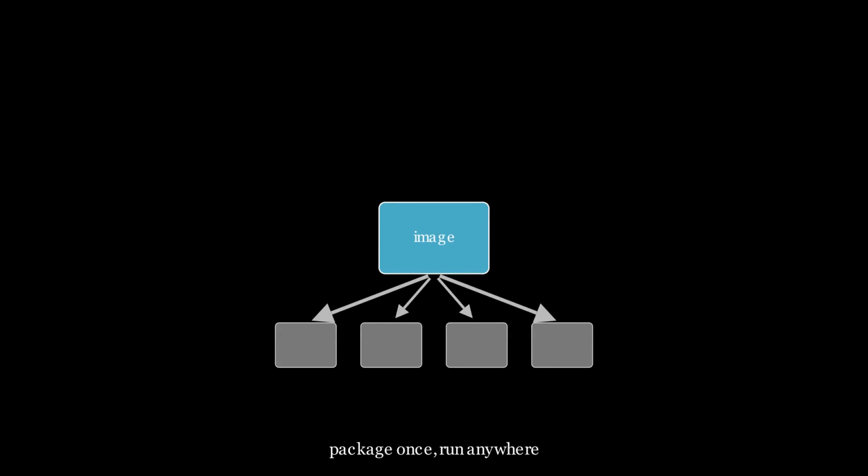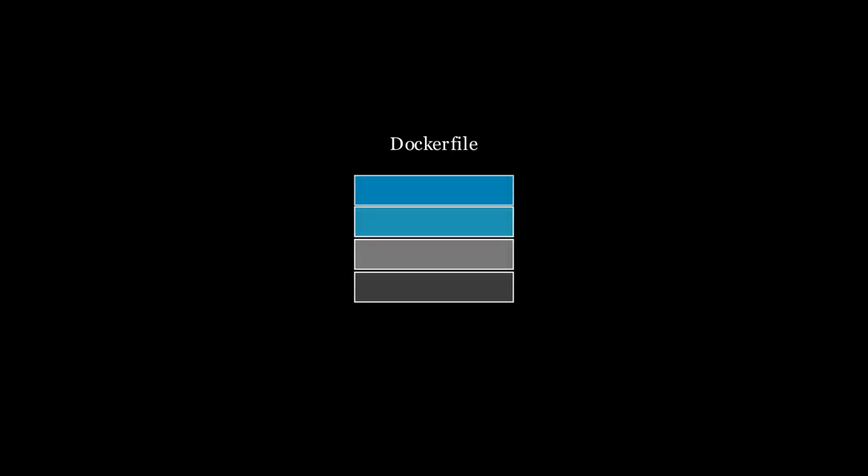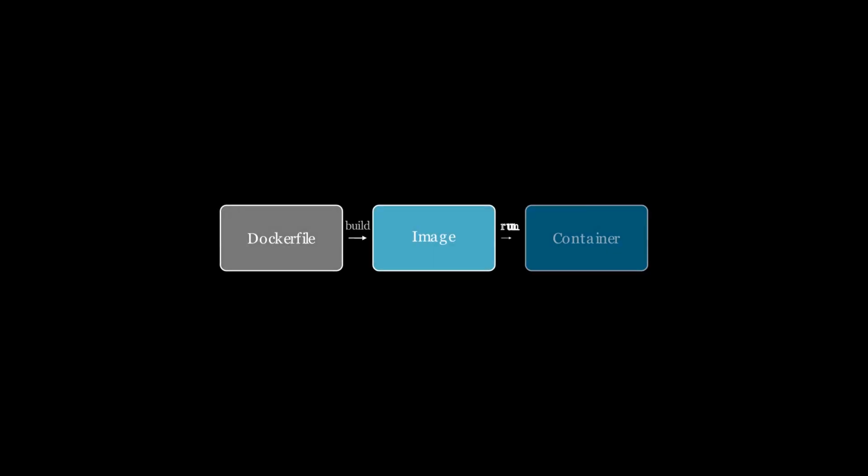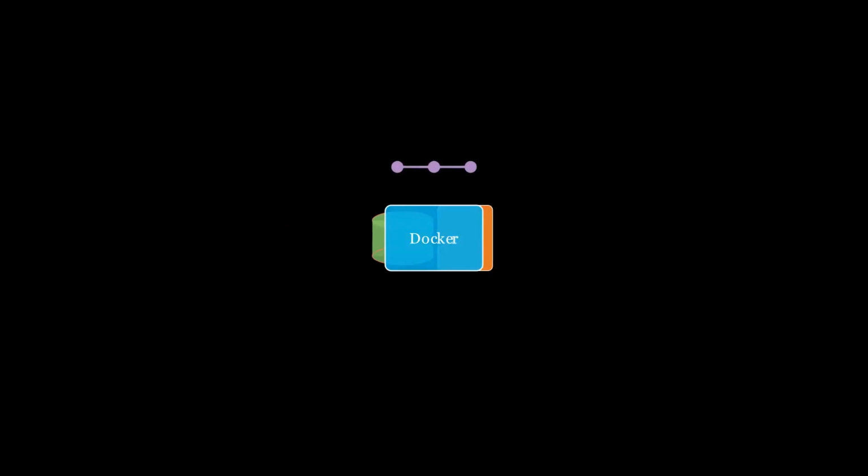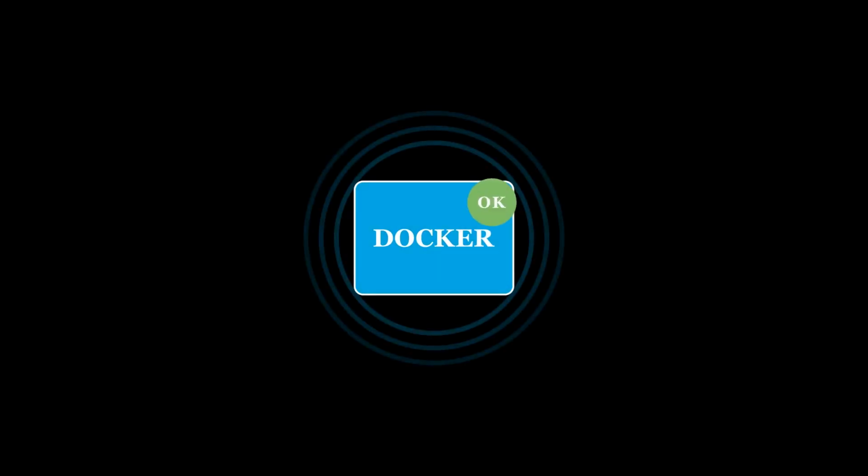Let's recap what actually happened here. A Dockerfile describes your application as layered instructions. Docker build turns that into an image. Docker run turns that image into a live container. Volumes keep your data safe, networks connect your services, and Compose ties it all together. That's the whole mental model, and now you actually understand what's happening every time you type docker run.